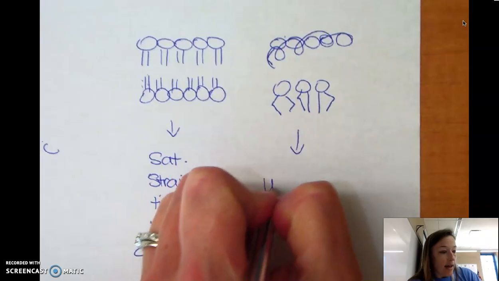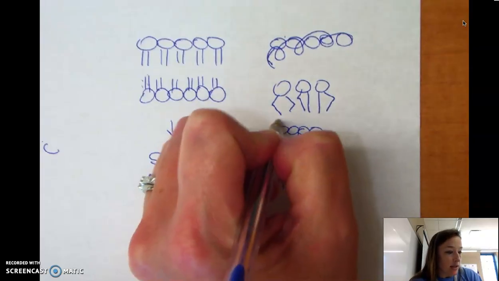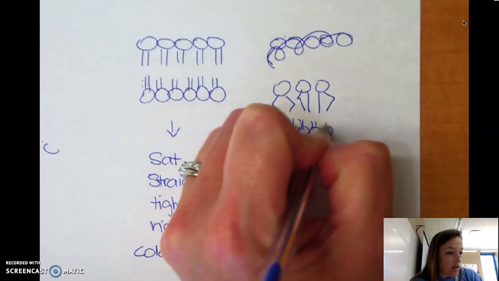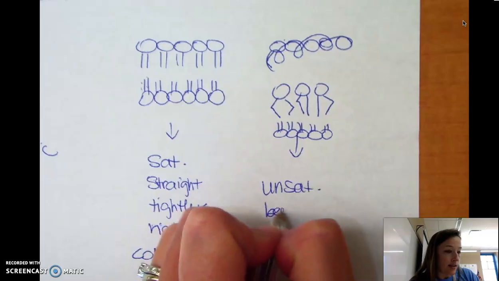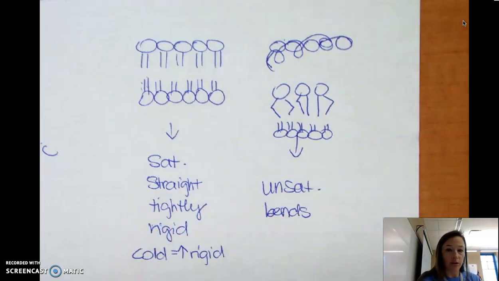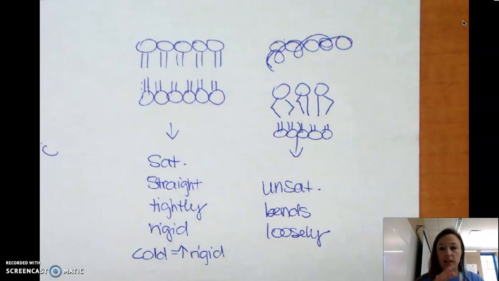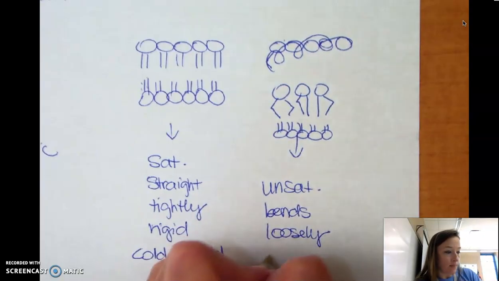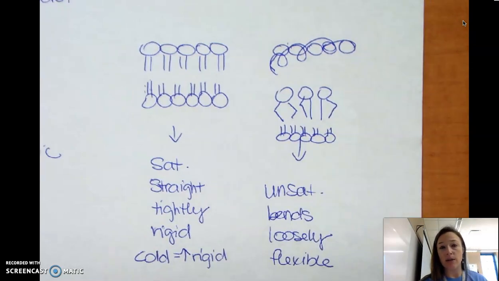So when you do that, now what you're seeing, and I forgot to draw my little ones down here. Let's say those are all still saturated. When you do that, you're going to start to see those bends in the molecule. So they're going to be more loosely packed. And that's going to give some flexibility to the membrane. So it's going to be more flexible. And so that's what winter wheat and some other species do.